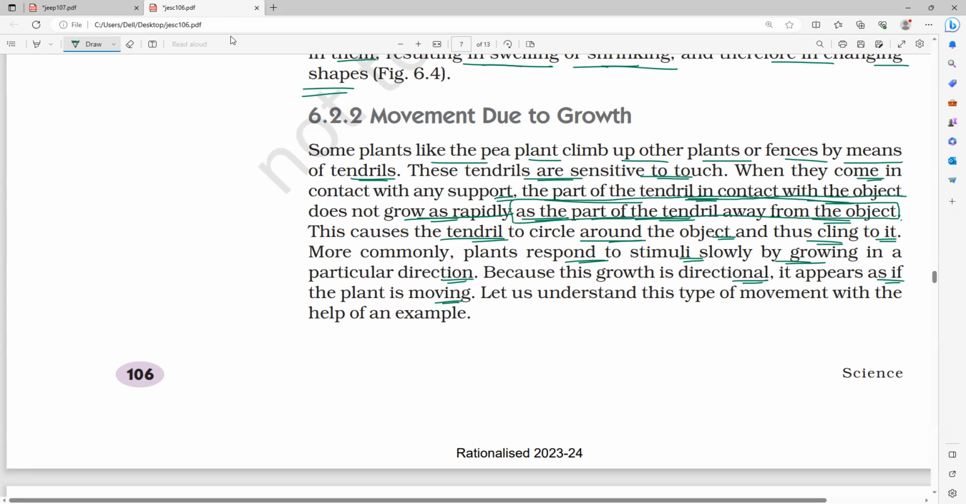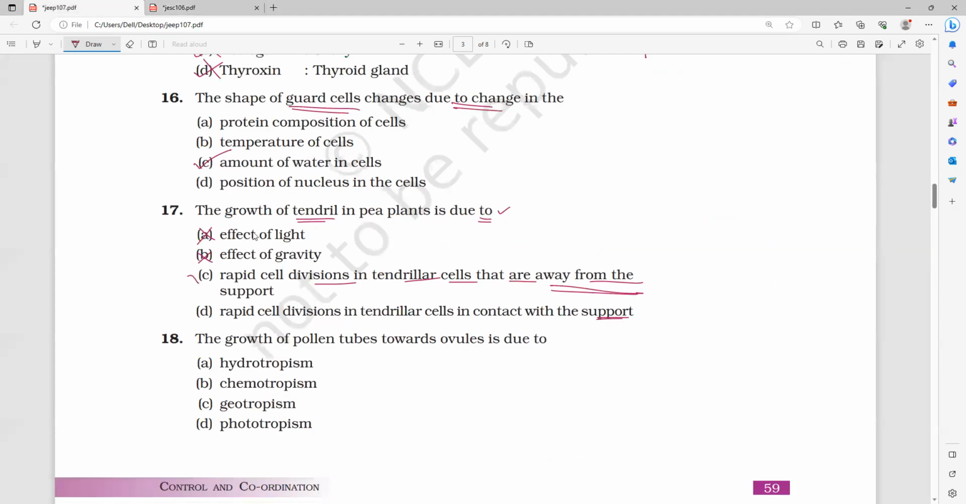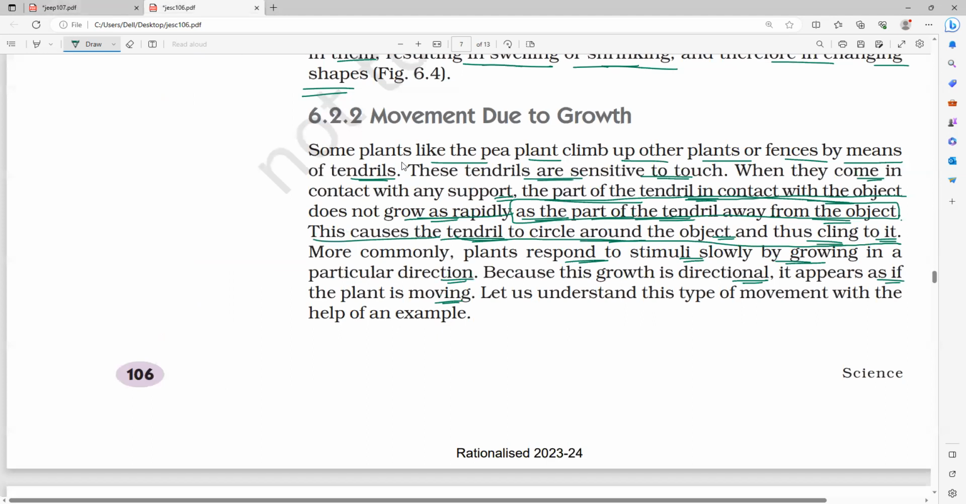So that is it. First they will grow and then it will cause them to circle around the object to cling to it. So that is why option C is the correct one. Rapid cell divisions in tendril cells that are away from the support, they will grow faster and then circle around the solid support for climbing upward. So they circle around the object and cling to it.